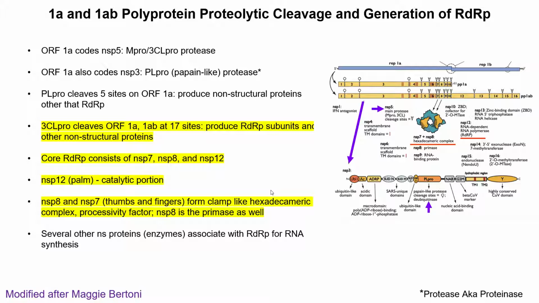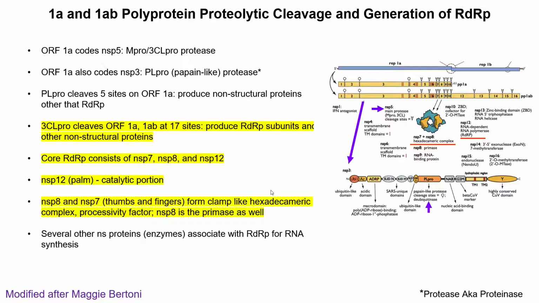And then this 3CLpro cleaves ORF1A at 17 different sites, and it produces the RNA-dependent RNA polymerase subtypes and other non-structural proteins. So the core of RNA-dependent RNA polymerase consists of 3 non-structural proteins, which include non-structural proteins 7, 8, and 12. And 12 is the polymerase region of the right-handed RdRp, and it's the catalytic portion.